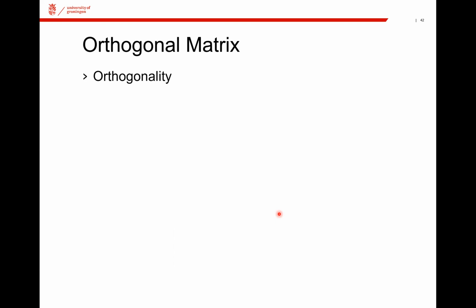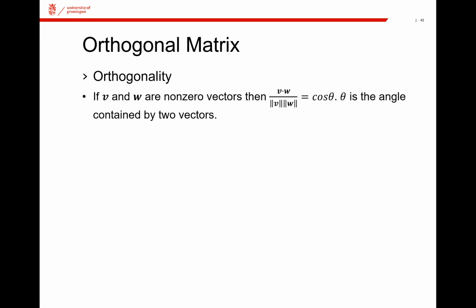And the orthogonality. If two vectors are non-zero vectors, v and w, then the angle contained by these two vectors is the inner product of these two vectors divided by the product of the lengths of the two vectors. So basically this formula, and we can have the cosine theta.